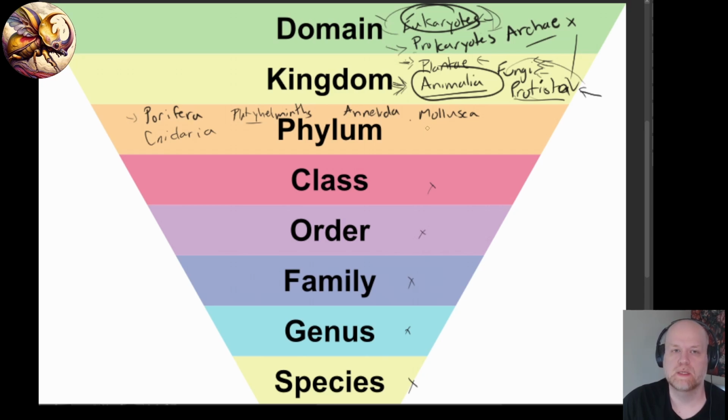They have a muscular foot. Generally, they have some sort of tentacle. Soft-bodied, generally have some sort of shell or rudimentary shell structure. And then you have, let's skip to a bigger one, Chordata.